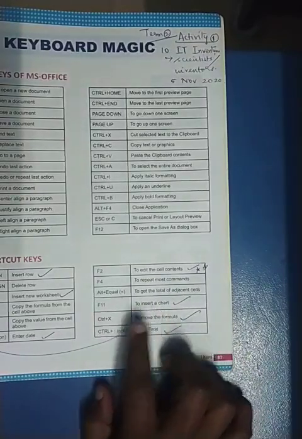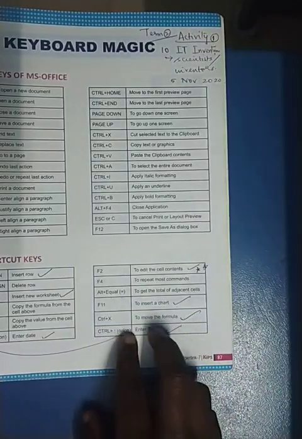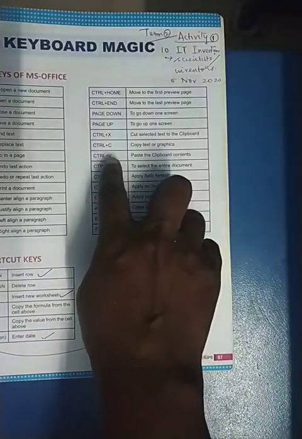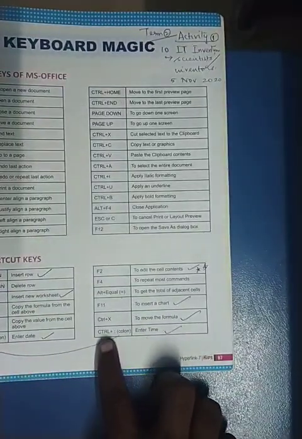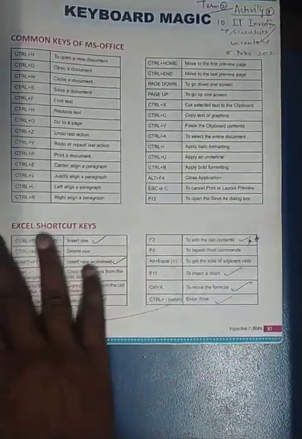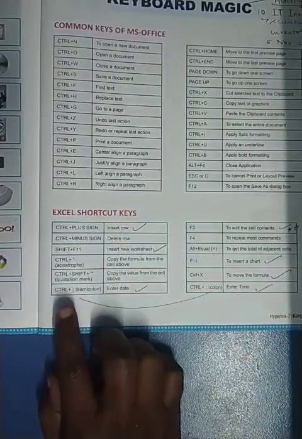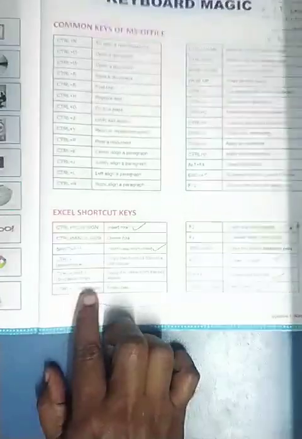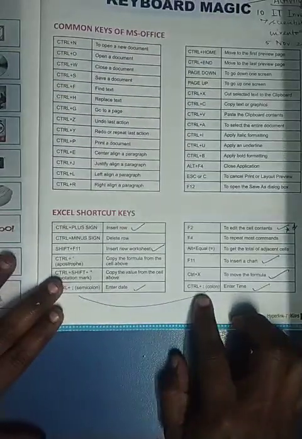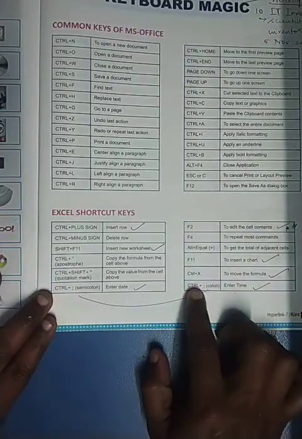F11 to insert a chart, Control plus X to move, that is you are going to cut only. Control plus X means always cut, then you can move and paste it. You can use again your Control plus V to paste. Okay, Control plus colon is for time. So most of the shortcut keys in MS Excel are using control. So if it is control plus semicolon, it is for date. Okay, if it is control plus colon, it is for time. So these two are pairs.